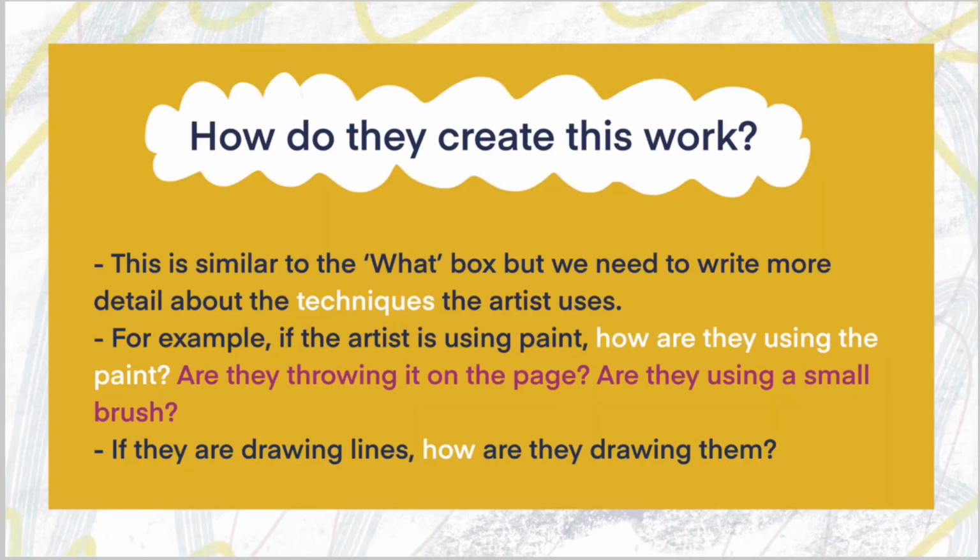And then we have how do they create the work. So this is similar to the what box, but we need to write in more detail about the techniques that the artist is using. For example, if the artist is using paint, how are they using that paint? Are they throwing it on the page or are they using a small brush? If they're drawing lines, how are they drawing them? Make sure to write this down on your artist research page.